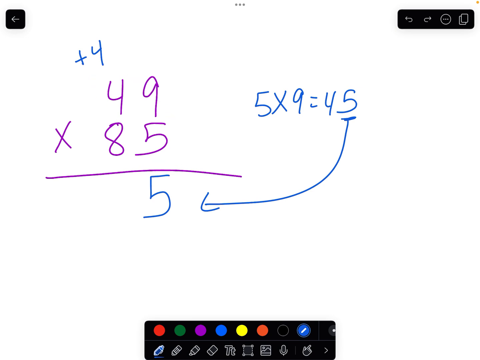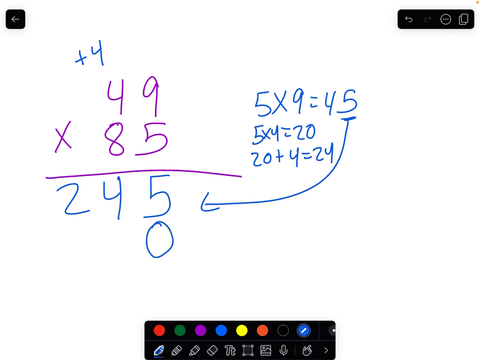Now we have to do 5 times 4, which is 20. And now we have to add the 4, which becomes 24. And we're going to just put that right here. Remember, because there's no numbers before the digit, the 4. And now I have to remember to put a 0 here because we are moving on to the 8, which is in the tens column. So we've got to start in the tens column.